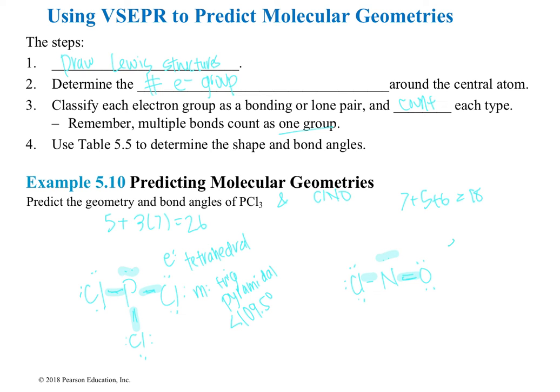So the electronic geometry is trigonal planar. And because we have 2 atoms and 1 lone pair, our molecular geometry is bent. So our bond angle is less than 120 degrees.